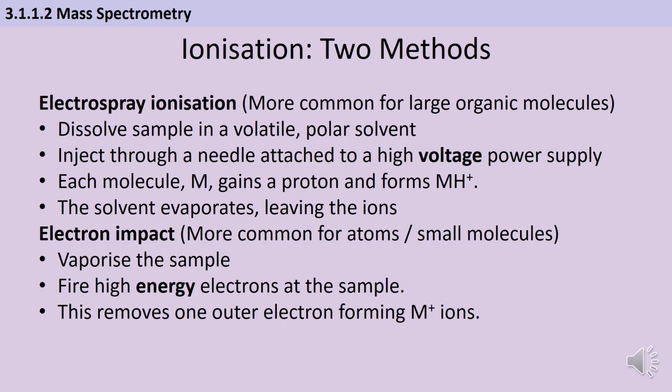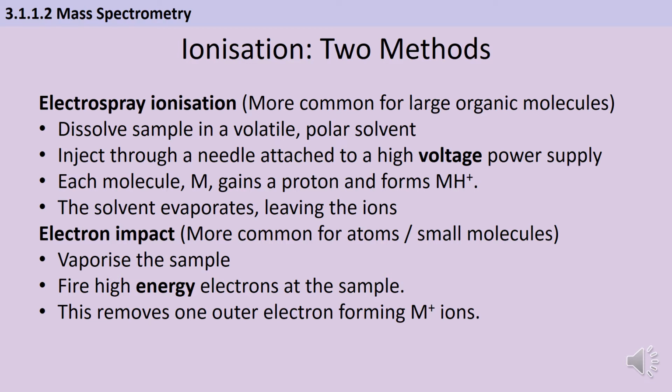Electrospray ionization involves dissolving the sample in a volatile polar solvent. So that could be water, it could be methanol, something like that. And then you're going to inject your sample through a needle, a very, very thin hypodermic needle or something, that's connected to a very high voltage power supply. And it's important that you know it's high voltage. It's come up before as a multiple choice question. Is it high voltage? Is it high current? Definitely high voltage. So when this happens, each of your molecules gains 1 proton.